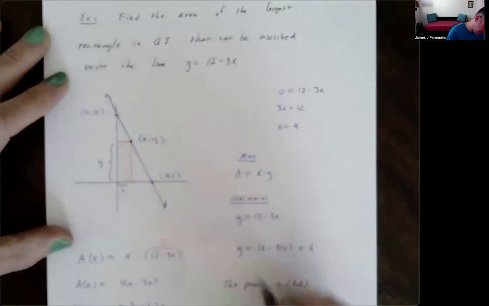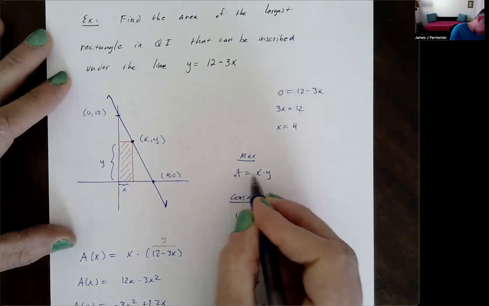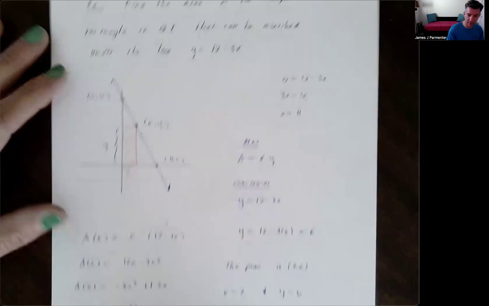So I know then that my x is 2 and y is 6, and the area is x times y. So the area is going to be 2 times 6, which is 12. And they didn't give us units, so I just say 12. Oops, sorry.